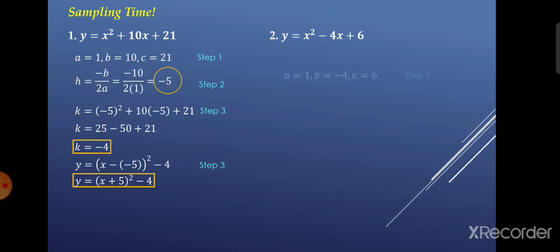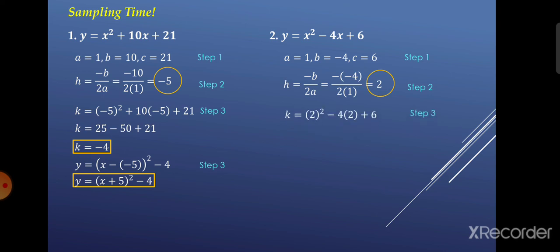Second example, y equals x squared minus 4x plus 6. A is 1, b is negative 4. So, dili na value sa c, unay labot. Equation, h equals negative b over twice a. Negative of b. So, negative sign sa gawas. Ang value sa b kay negative 4. So, na negative sign sa sud. Na negative sign sa gawas. So, mahimo siyang positive, no? Then 2 times a, which is 1. 2 times 1 is 2. So negative of negative 4, positive 4. Positive 4 divided by 2 is positive 2.